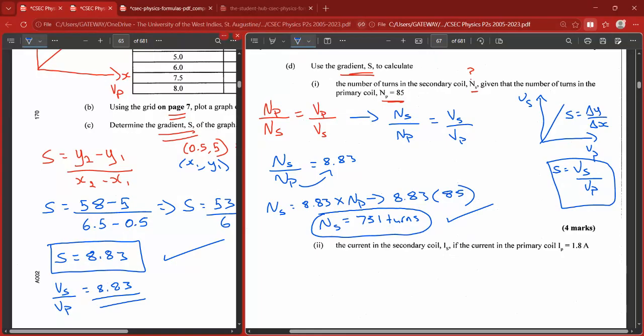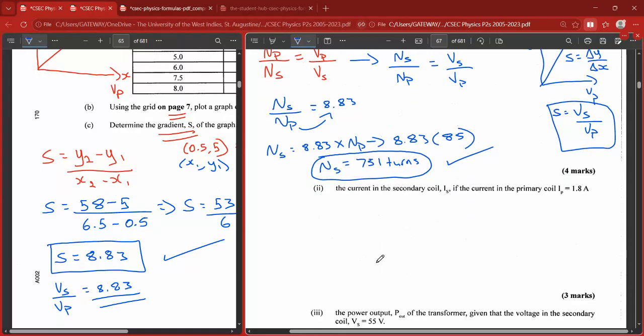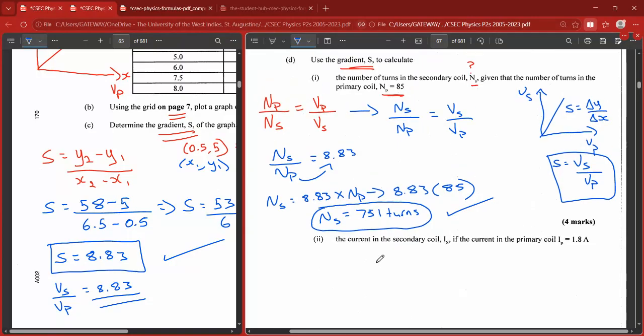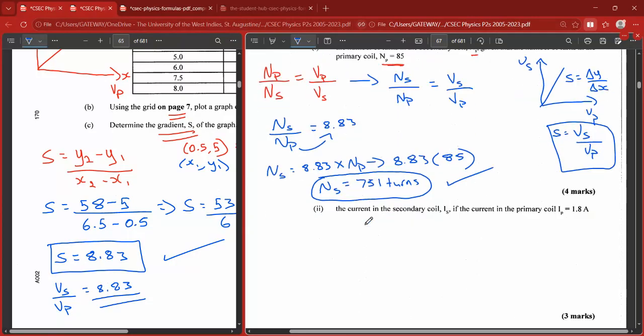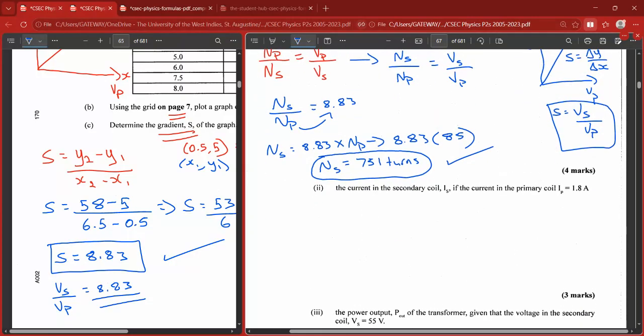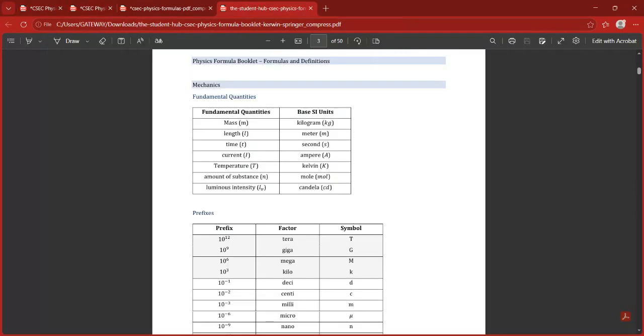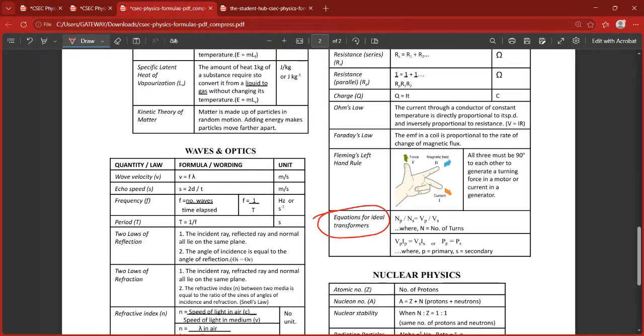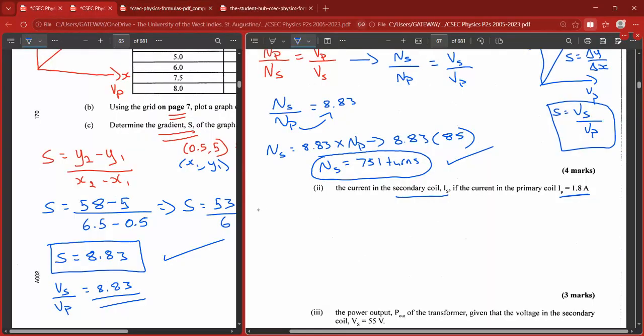So the next part, part two, they say, well, you have to use your gradient, right? Because they say use Is to calculate the current in the secondary coil, which is Is, if the current in the primary coil Ip is 1.8. So what you're going to do here now is look at the formula sheet again, and you have a formula relating Ip and Is and Vp and Vs. So you have Vp Ip is equal to Vs Is. So you're going to use that formula.